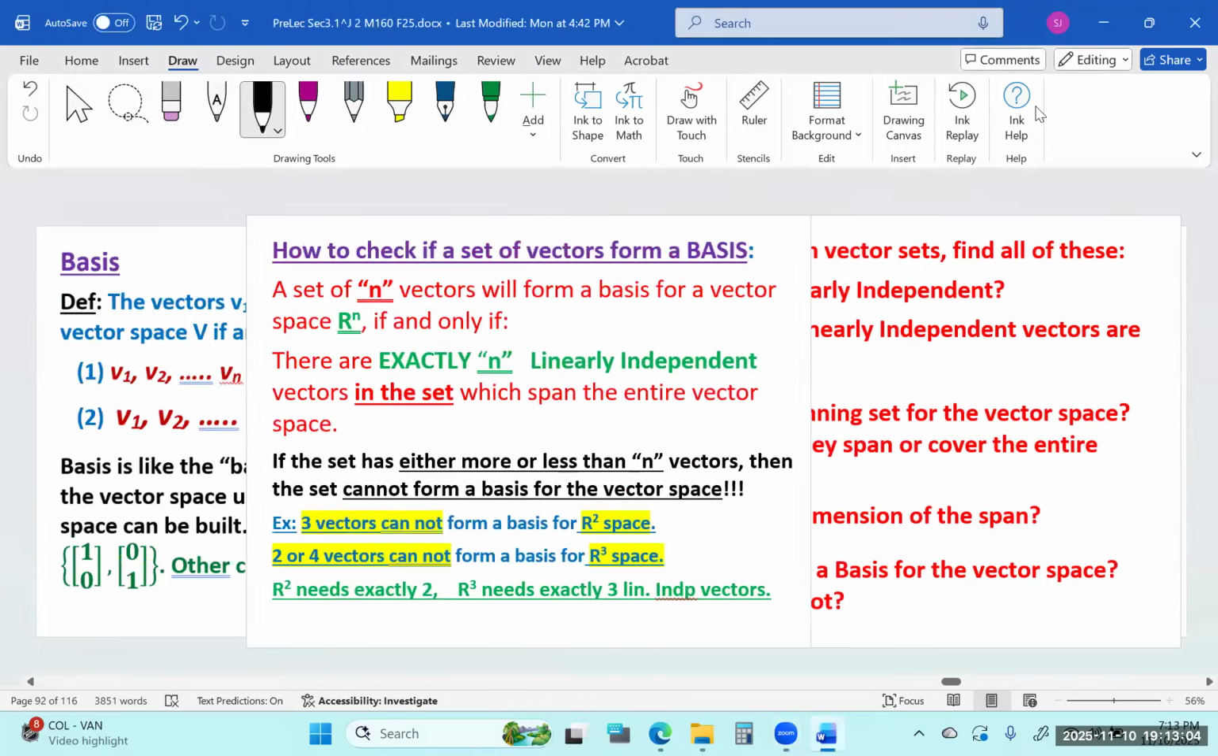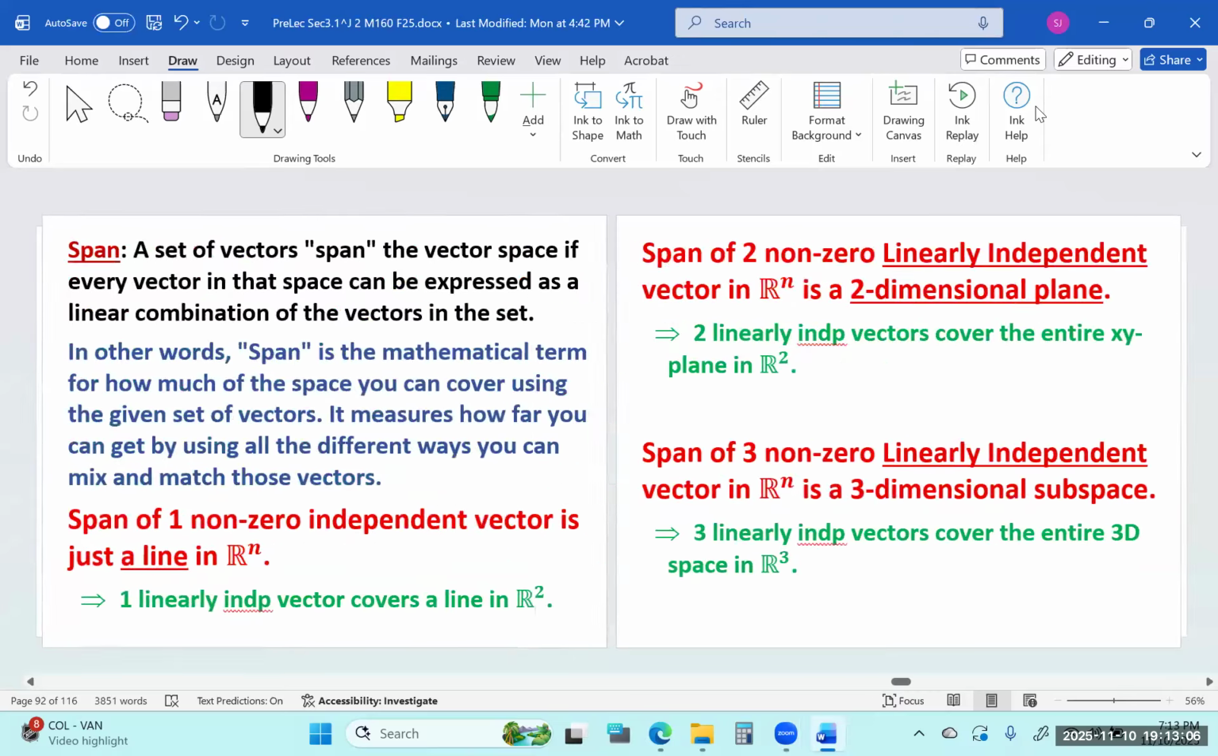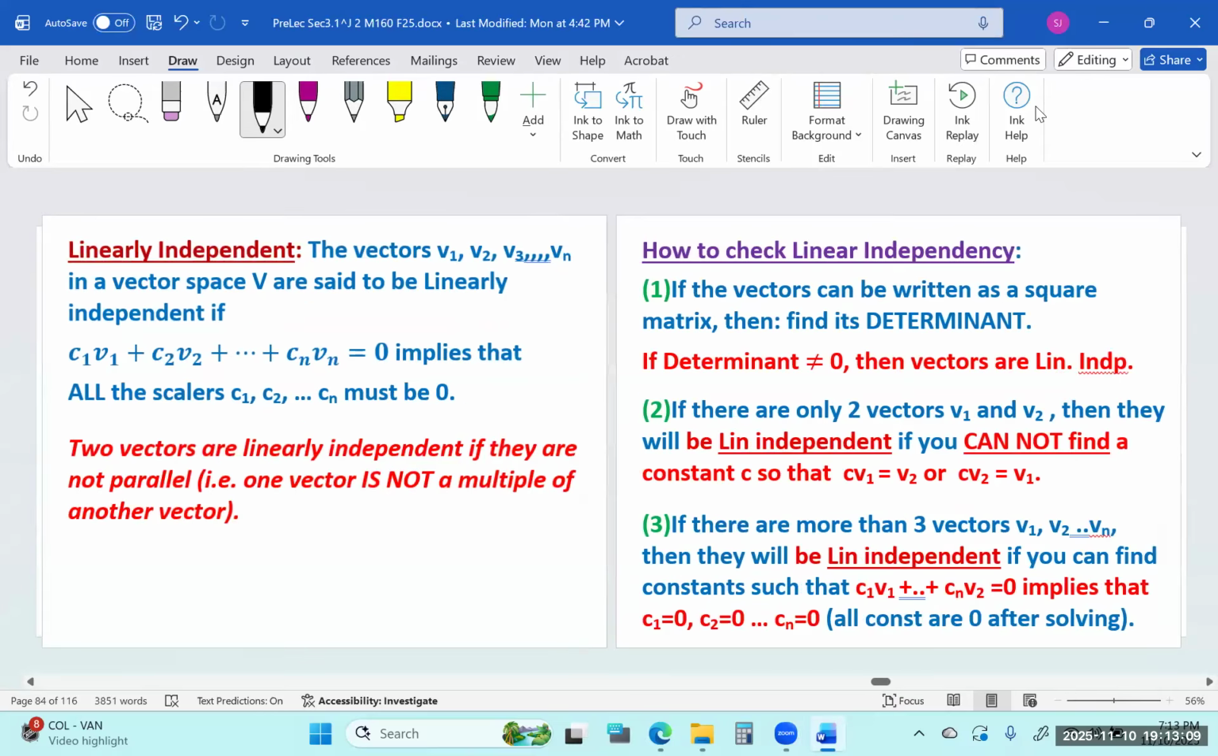Let's review the materials, and then we are going to do all these questions. To check whether we have linearly independent vectors or not, if the number of vectors makes a square matrix, all you have to do is find the determinant. If the determinant is not 0, they are linearly independent. But if you have 2 vectors in any space, your life is easy. All you have to do is check whether one vector is a scalar multiple of the other vector.